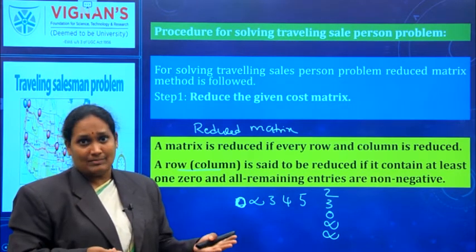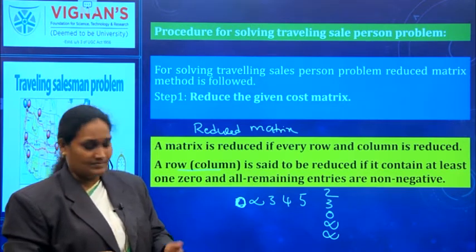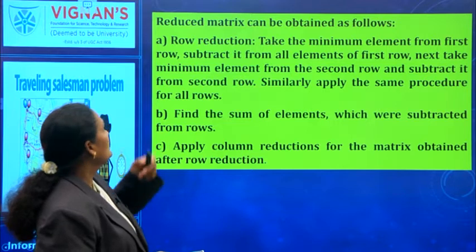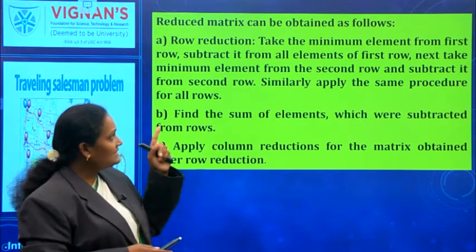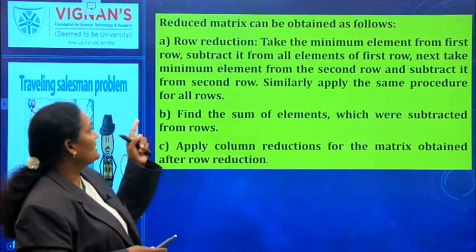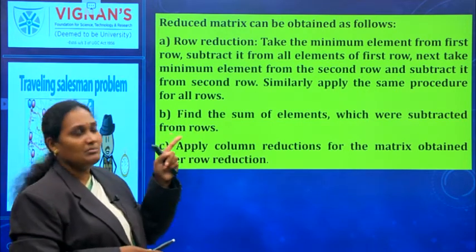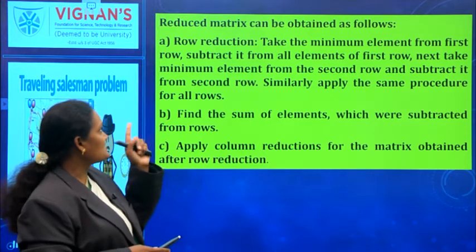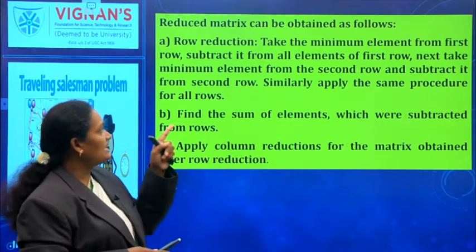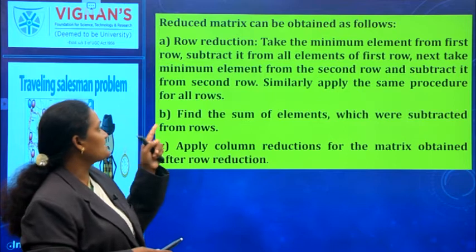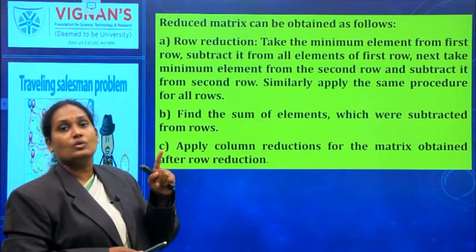Now, how to reduce a matrix? How to do row reduction in a matrix and how to do column reduction in a matrix? Let us see that process. Now, how to obtain a reduced matrix? First see row reduction. Take the minimum element from the first row and subtract it from all elements of the first row. Next, take the minimum element from the second row and subtract it from the second row. Similarly, apply the same procedure for all rows to get row reduction.